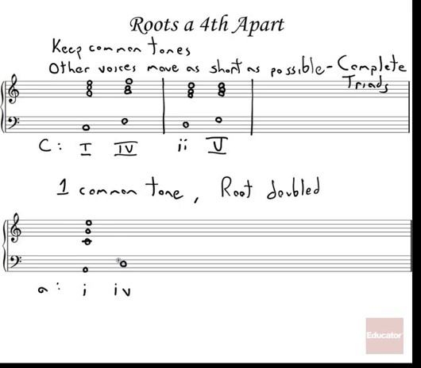And now moving to 4, the first thing we want to do is keep the common tones, and that's A in this case. And then the other voices, the E moves up a step to F, and the C moves up a step to D. And as long as we follow this rule in connecting root position chords a fourth apart, we never have to worry about parallel fifths or octaves.